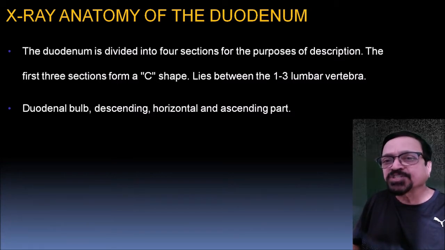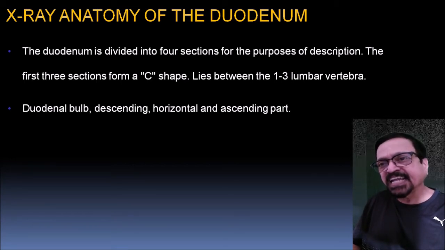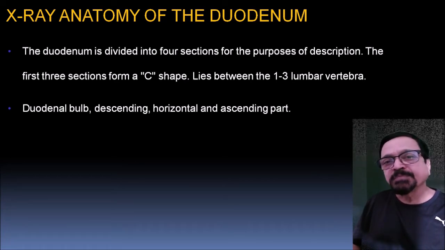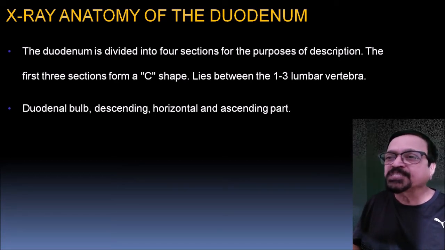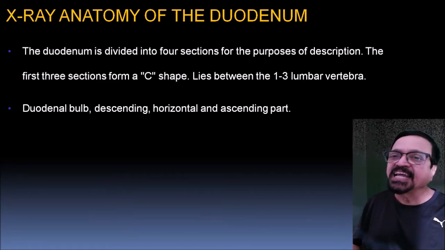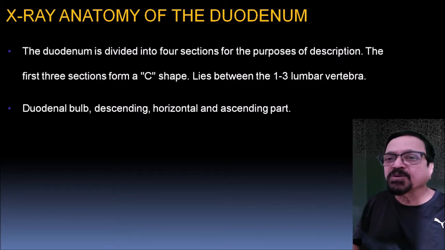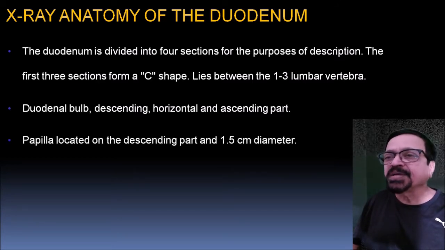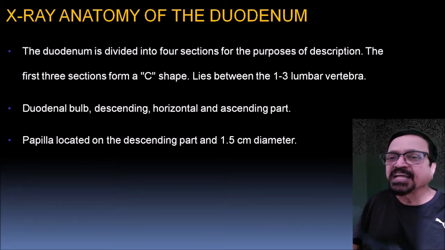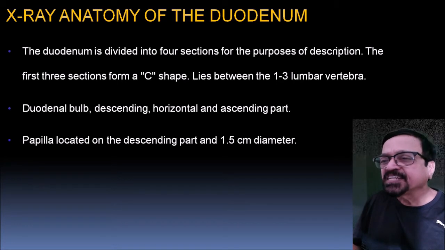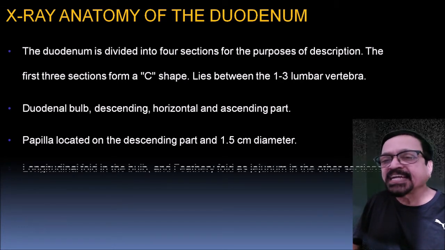It has 3 portions. The first portion is the bulb, then there is a descending part, then a horizontal part, and an ascending part. If you observe the barium carefully, you can see all these segments very clearly. This should be known because the pathologies of the 4 segments are different and they can be interpreted by knowing the anatomical location. The papilla is located on the descending part of the duodenum, 1.5 centimeters in diameter.